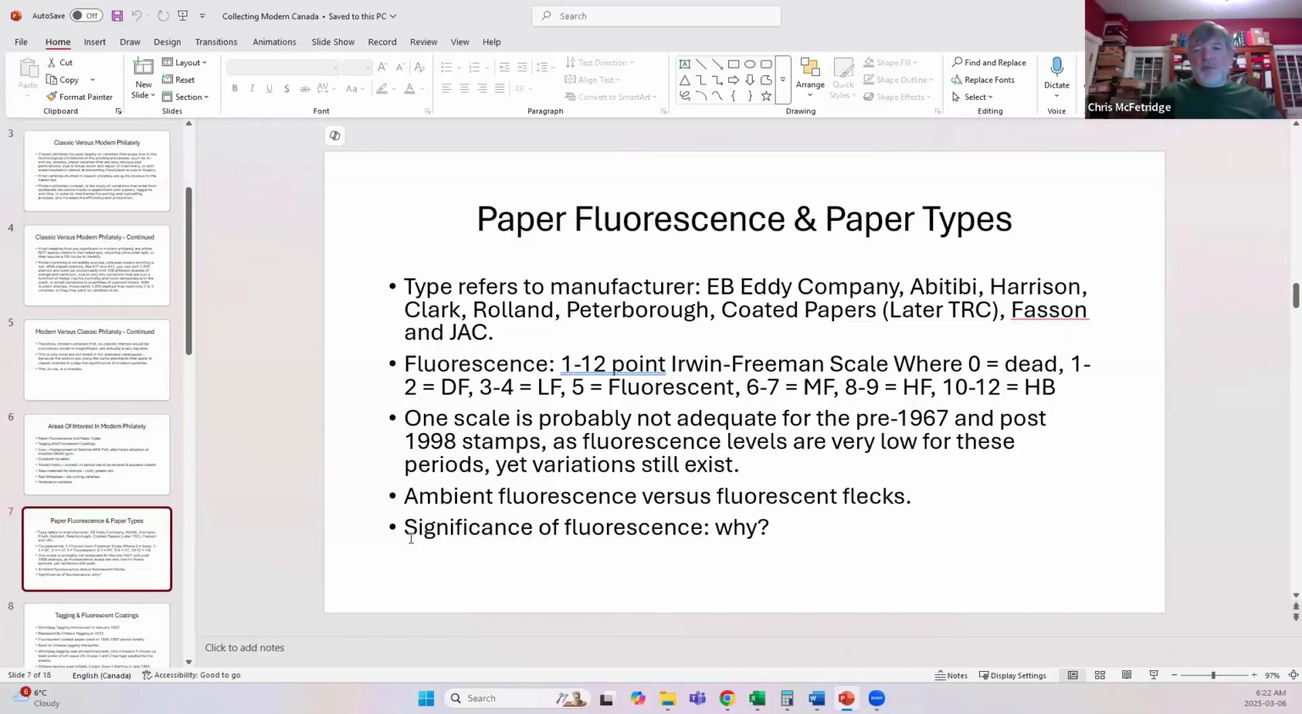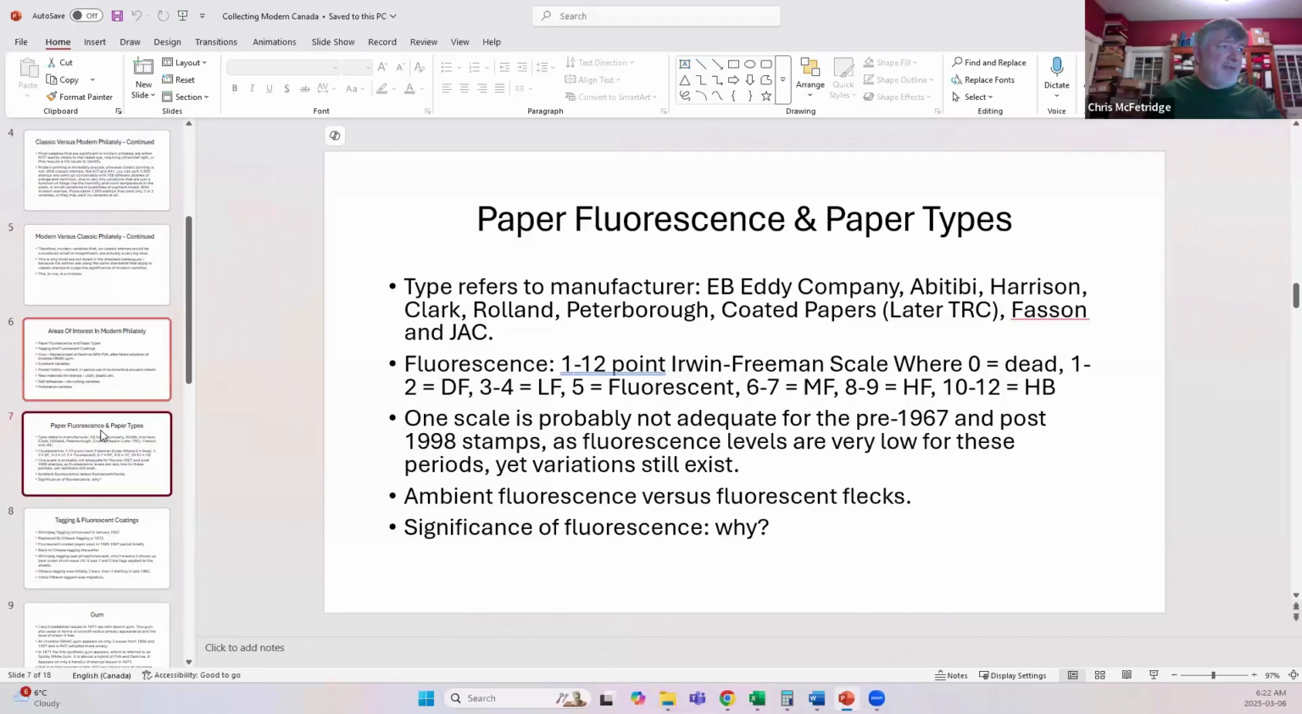So there's a whole period up through the 1990s where everything is all over the map, everything from dead to high bright. And then starting in the late 80s, everything goes back to being dull, with only a few variations poking out here and there.